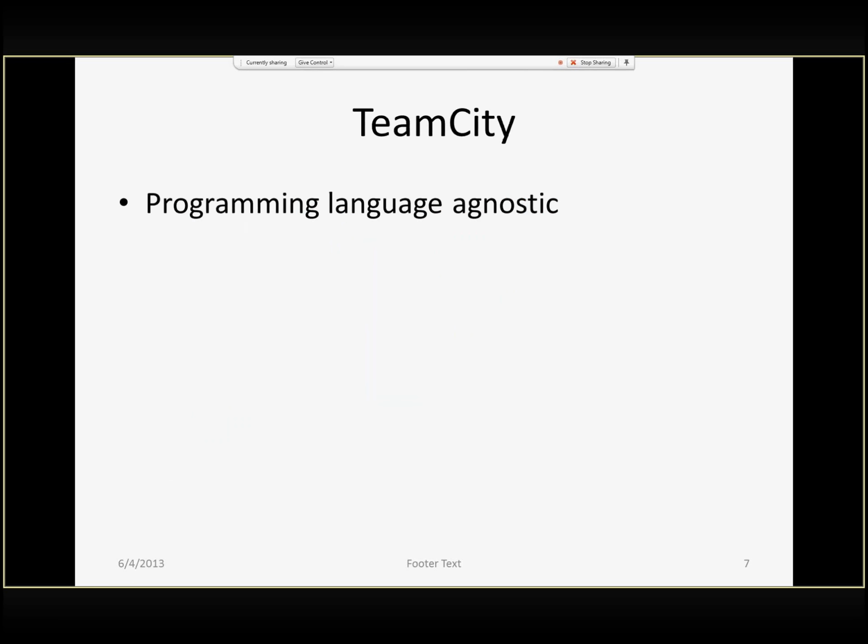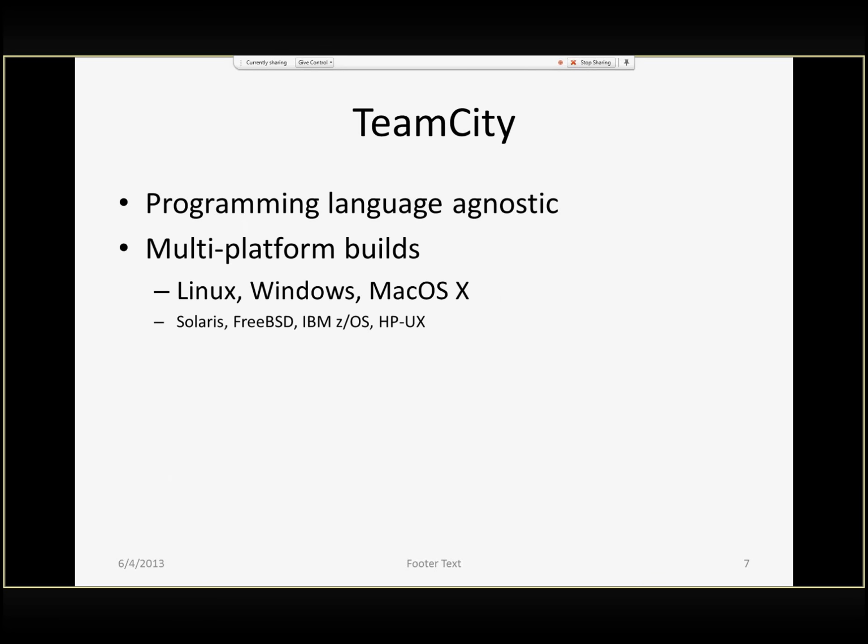So TeamCity is programming language agnostic, which means it doesn't really care about what programming language you're using in your project. But TeamCity does have a lot of out-of-the-box support for .NET, Java, and Ruby. So if you're using any of those languages or platforms, you get a lot of configuration for free. TeamCity can build your project and execute tasks on multiple operating systems, most importantly Linux, Windows, and Mac OS X.